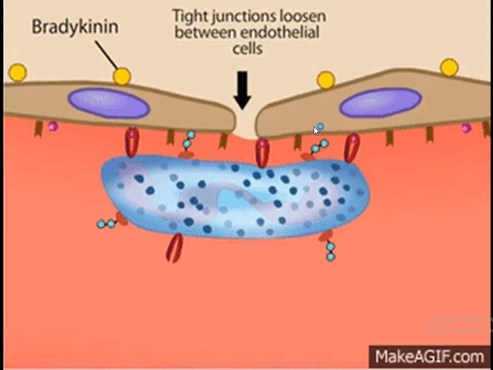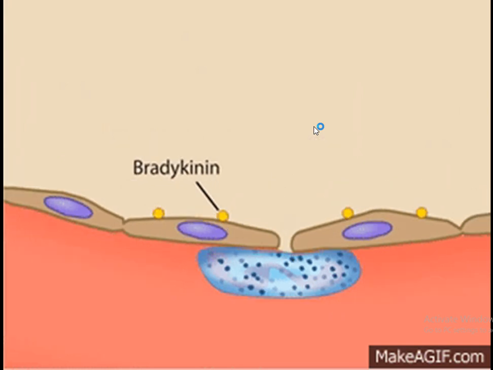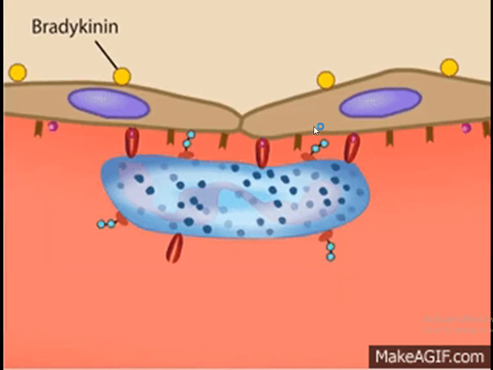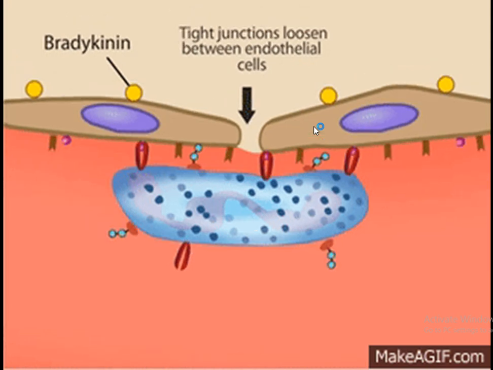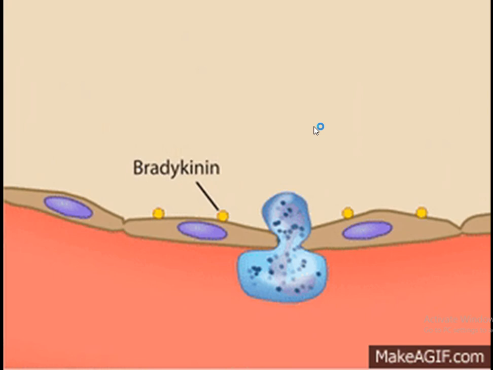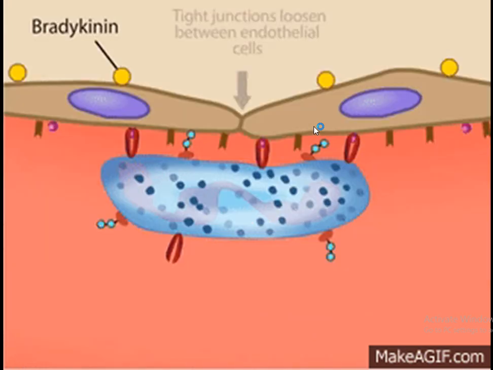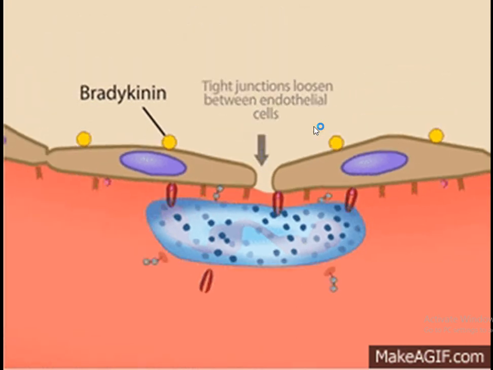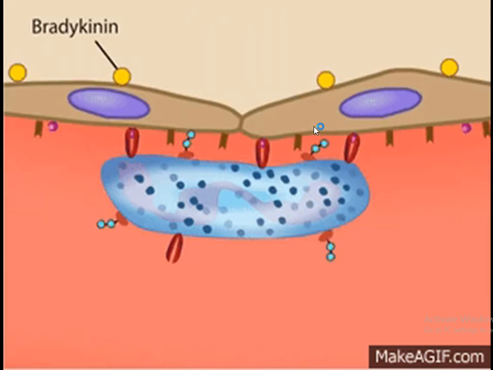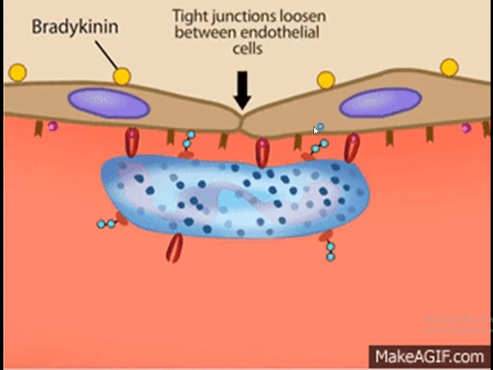Actually, what happens, we have tight junctions here in the endothelial wall of the blood vessel. Whenever there is any infection out of the blood vessel, these tight junctions loosen between the endothelial cells and allow the neutrophils to come out of the blood vessel.